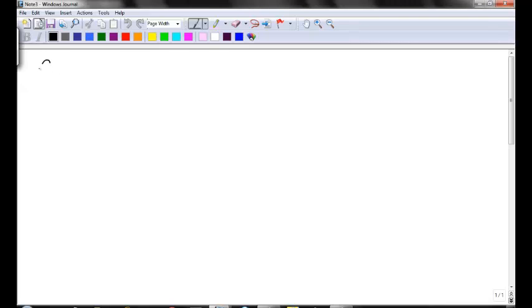Okay, so this section's all on the geometric mean. We're going to go through the geometric mean for just numbers, and then we're going to go for the geometric mean in a triangle.